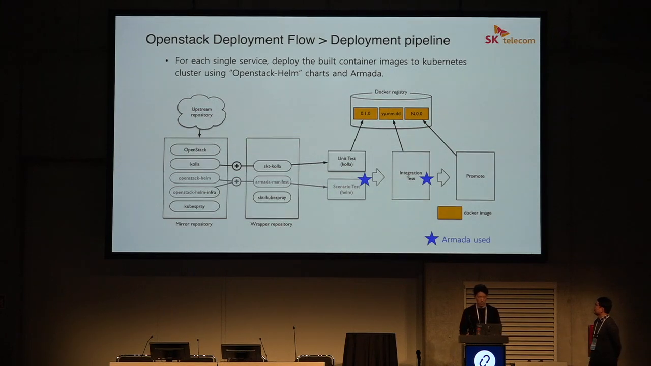The other is the actual deployment pipeline for each OpenStack service. It deploys each service with the built container images to a Kubernetes cluster using OpenStack Helm chart and Armada, and then performs some scenario tests, which is the OpenStack Rally project. In this picture, you can see the blue star marks, and that means the stages in which Armada is used.